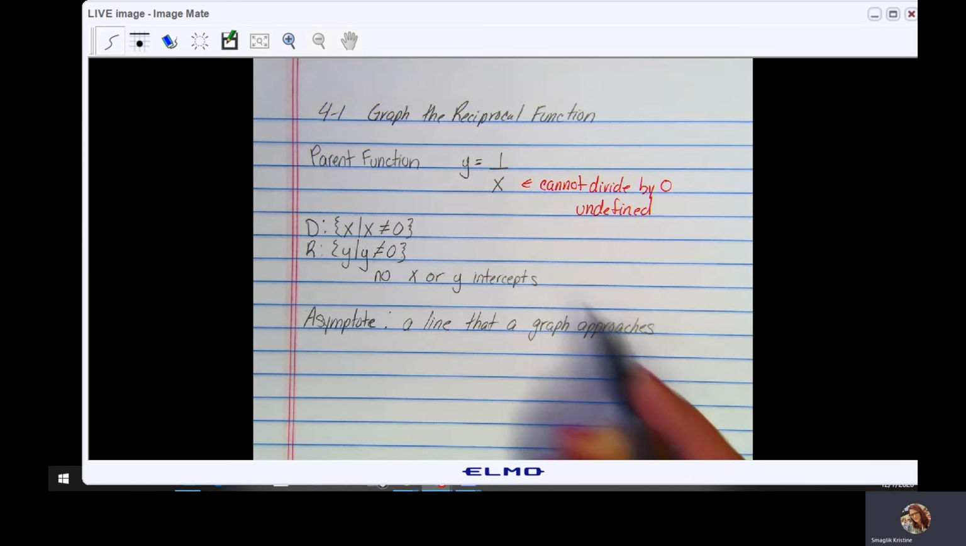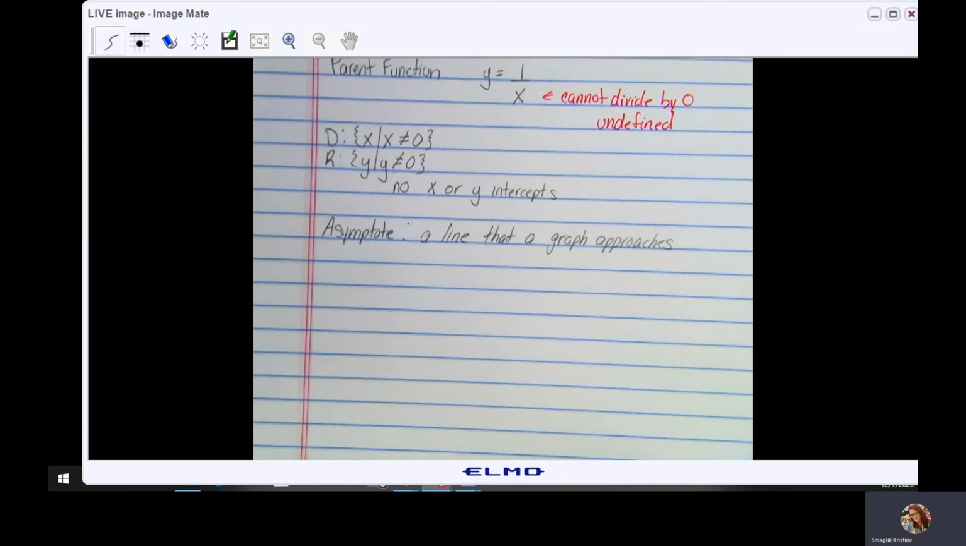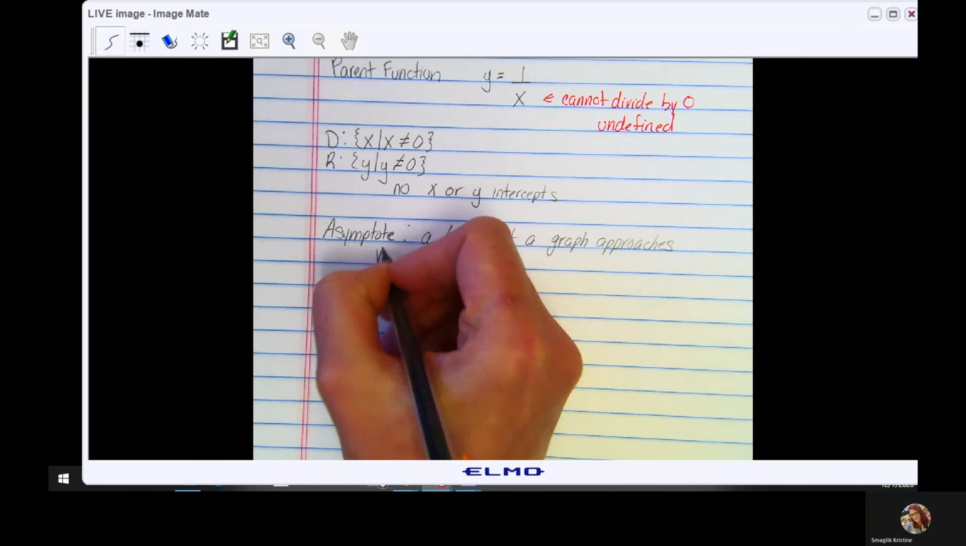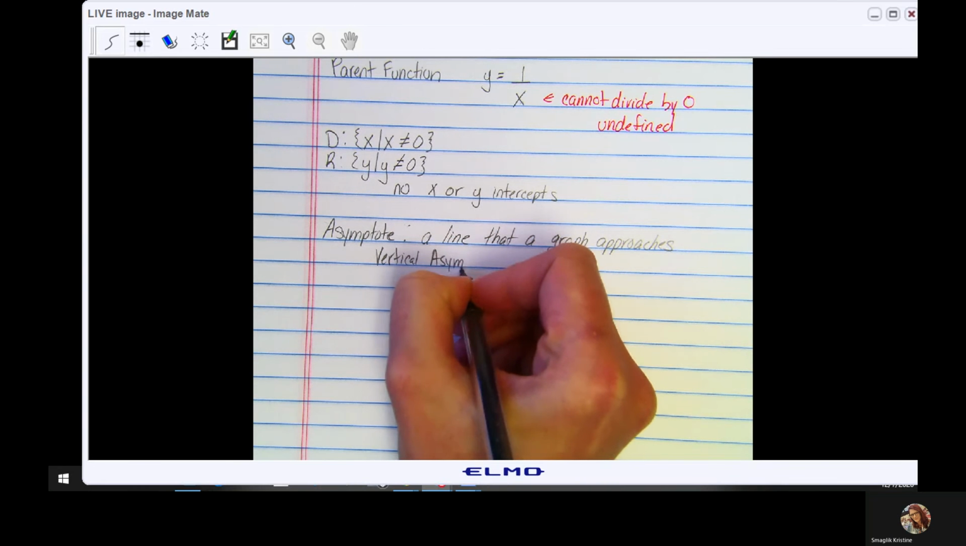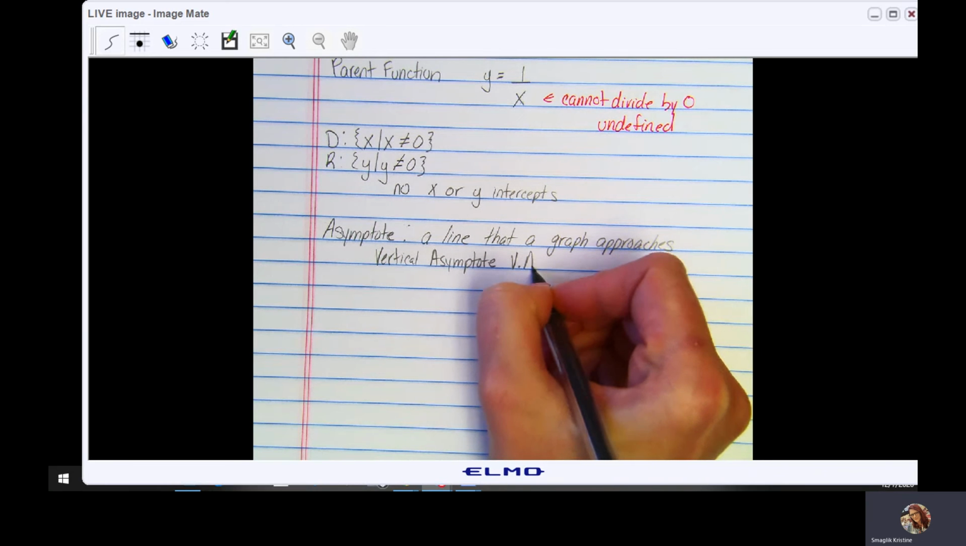So if you were to put this function into Desmos, your asymptotes are not just going to be listed there for you. You're going to see an empty space. This is also going to guide the end behavior of your function. In this course, we're going to work with two different asymptotes. We're going to work with vertical asymptotes, and we will abbreviate that VA.